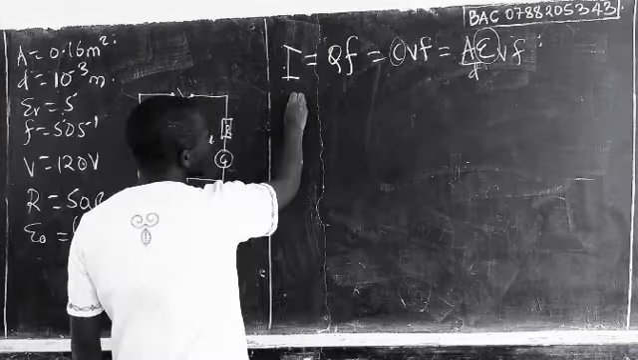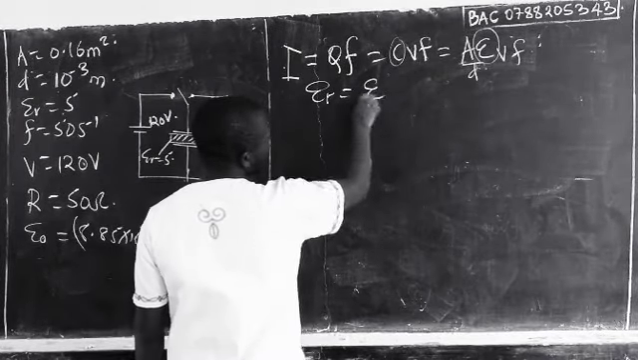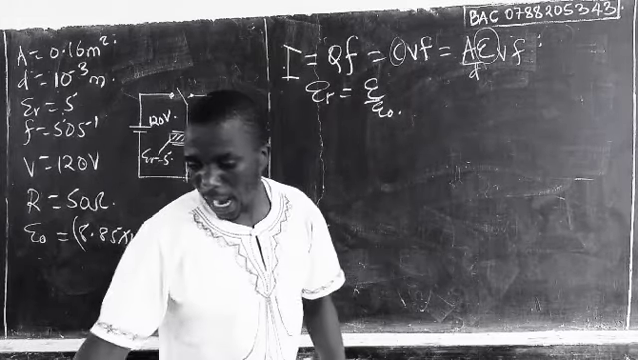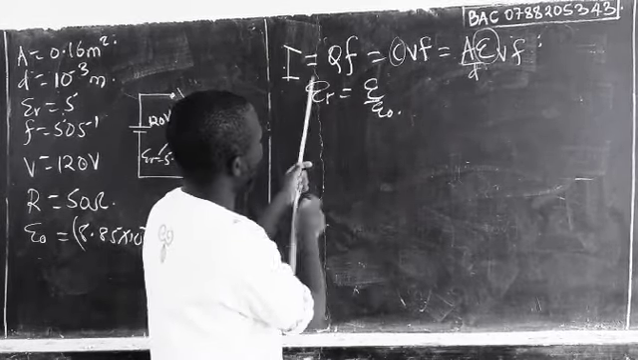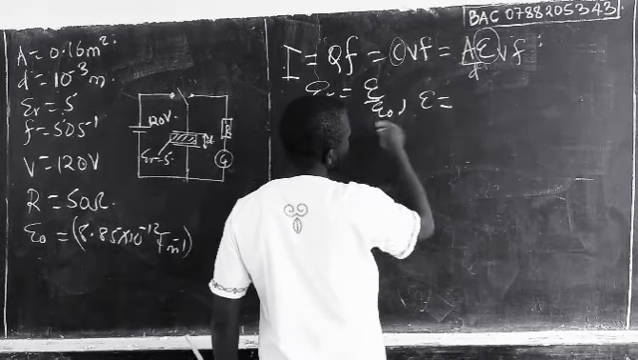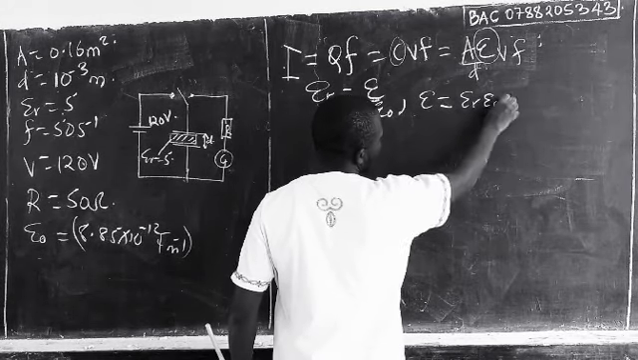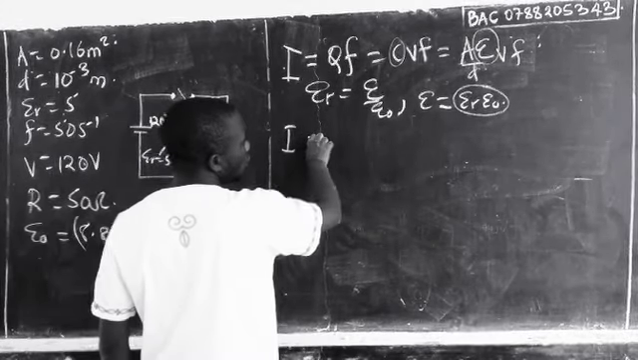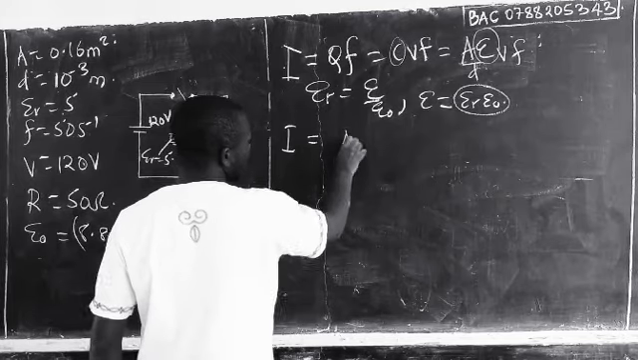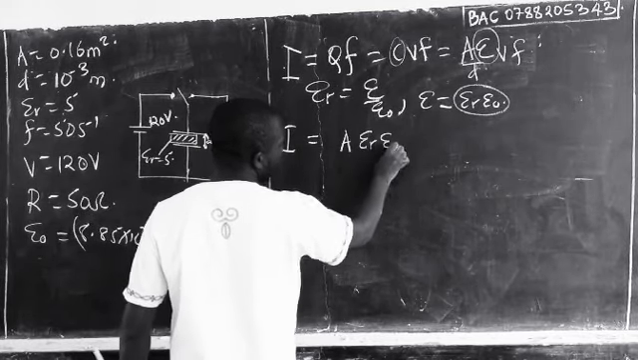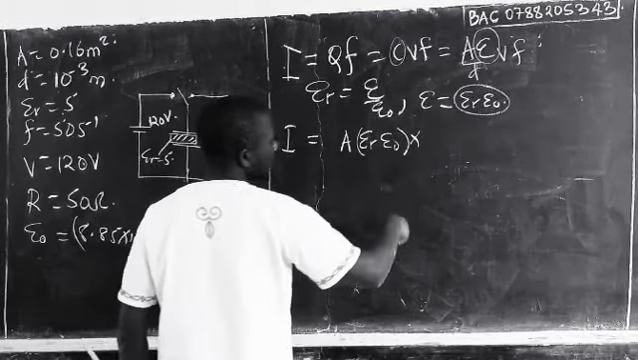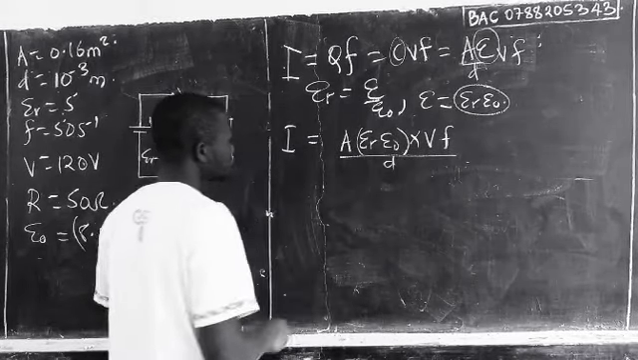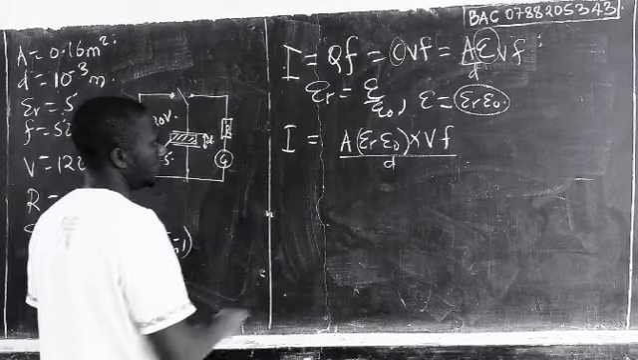But from the definition, relative permittivity is the permittivity of the medium over the permittivity of air. Meaning, I can cross multiply, and therefore the permittivity will be epsilon r epsilon naught. Okay? Therefore, my current I will be, I substitute A, permittivity epsilon r epsilon naught, then V, then F, out of D. I think I have all this information.